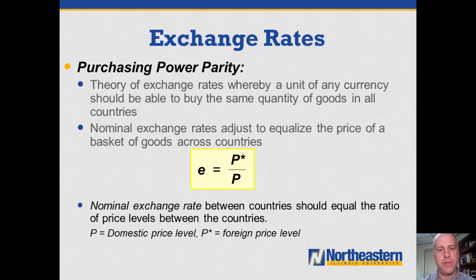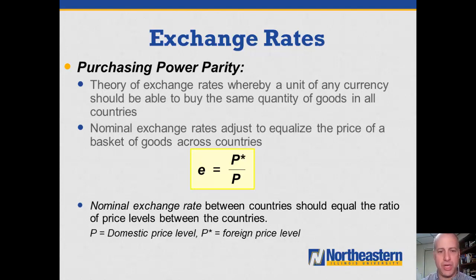So rather than looking at one good like we did with Big Macs or textbooks, they look at a bundle of goods and say, okay, how can we adjust the currency to account for differences in purchasing power across space? What we should expect is that nominal exchange rates adjust to equalize the price of this basket of goods across countries. This is our purchasing power parity story.